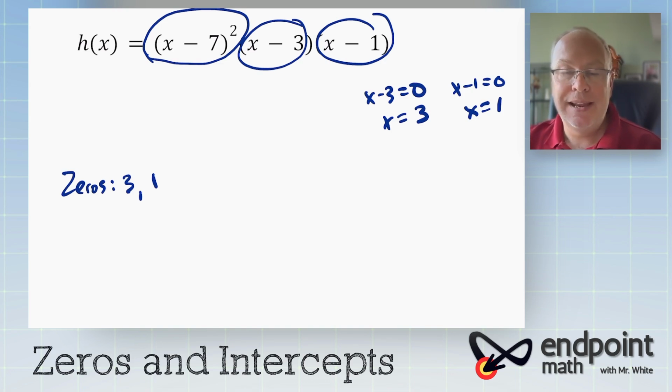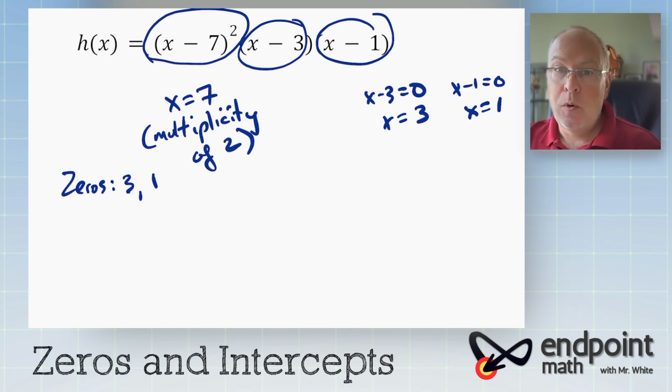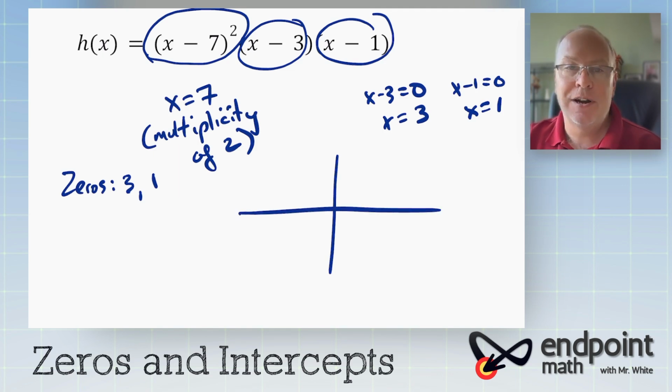So I know that it hits at 7. So x equals 7 is another, multiplicity is a fancy word, multiplicity of 2. And that's even. So what does that tell me? That means the graph just touches there momentarily.